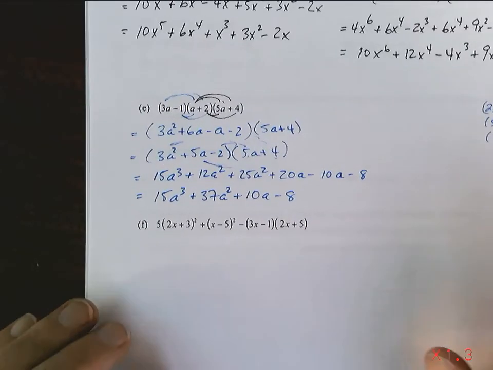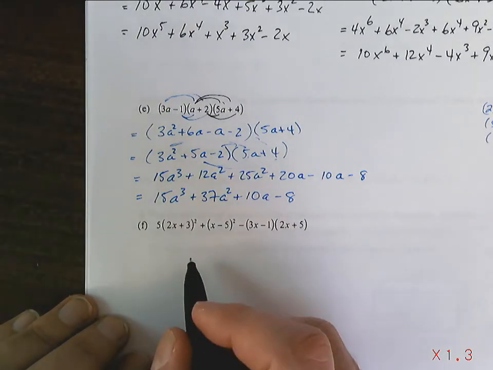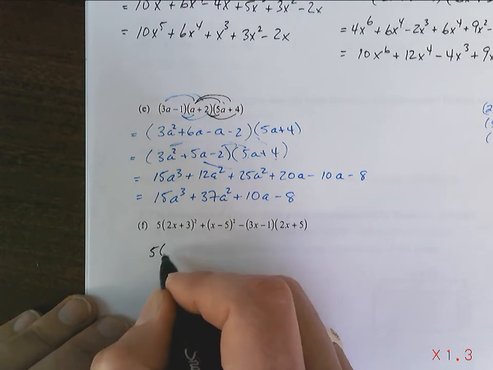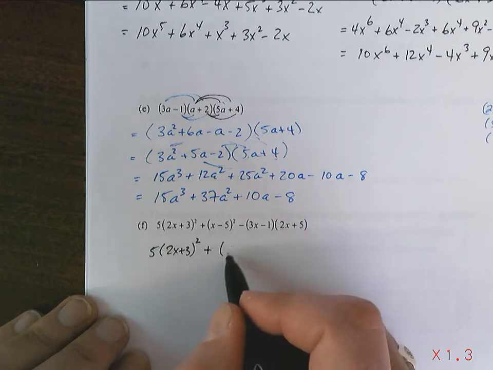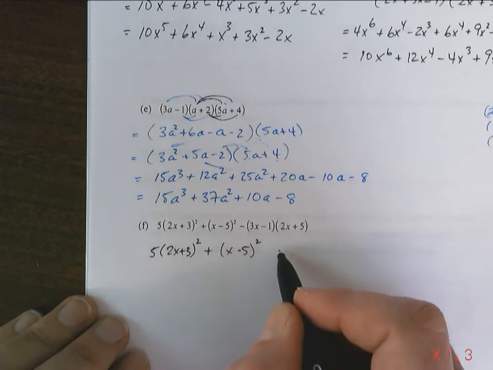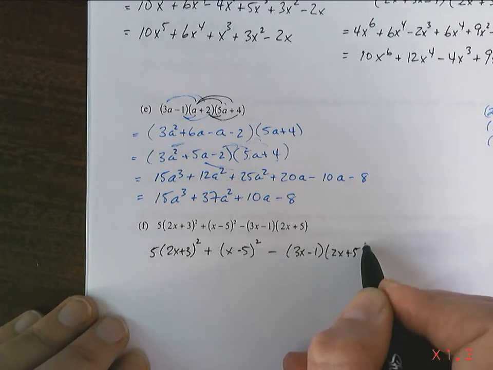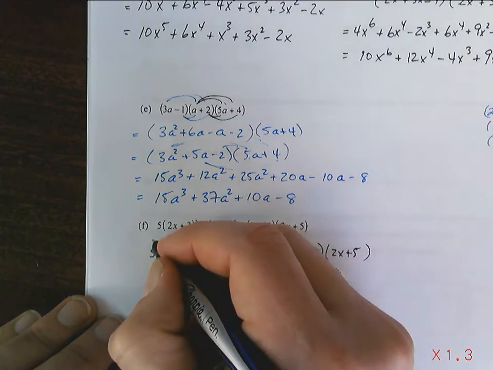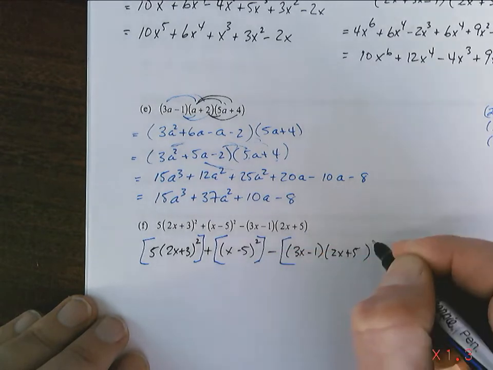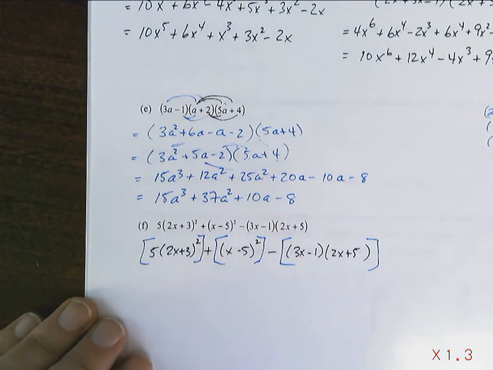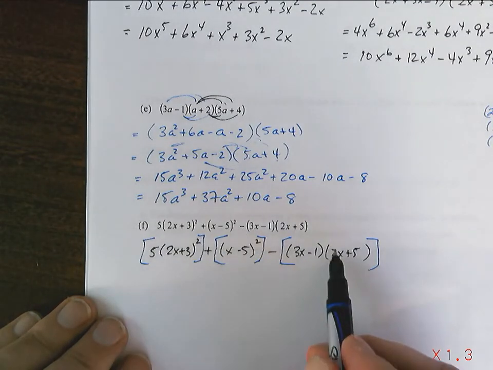Okay, the last one on this page is F. I've got a bunch of things happening here. So what I'm thinking here is I need to do this one, which will be 5, 2x plus 3 squared. I need to do this one, which will be x minus 5 squared. And then I need to do this one, which will be 3x minus 1, 2x plus 5. Now notice I haven't done anything. I haven't done a darn thing, except I know that I need to be careful of that sign. Because this is this whole thing plus this whole thing, subtract this whole thing.